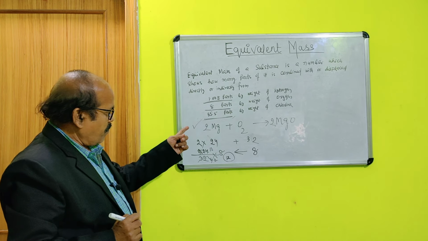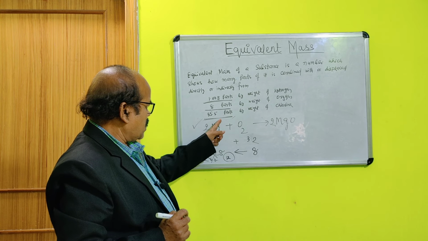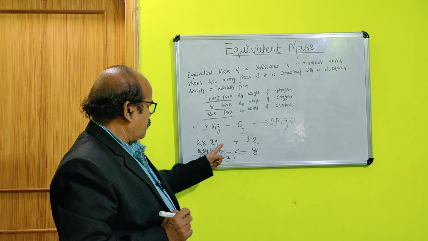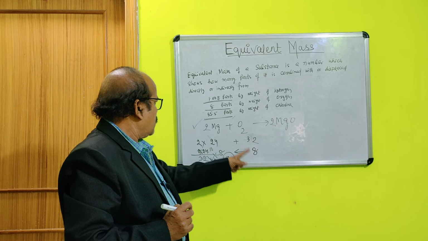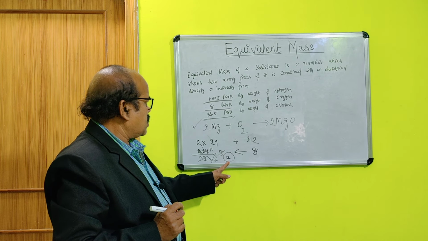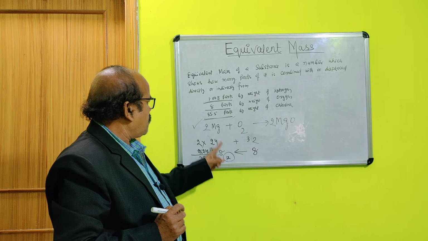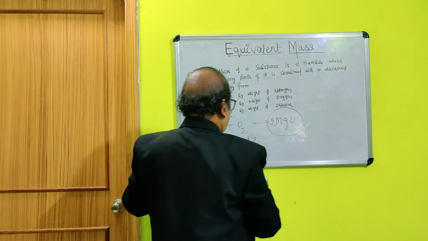Are you following me? 2 into 24. Magnesium atom number 12, mass number 24. 2 into 24 is equal to 8, 16 to 32. So for 8 parts per unit of oxygen, by the definition, I need 12, hence the equivalent mass of magnesium is 12. Now let me find out for magnesium oxide.